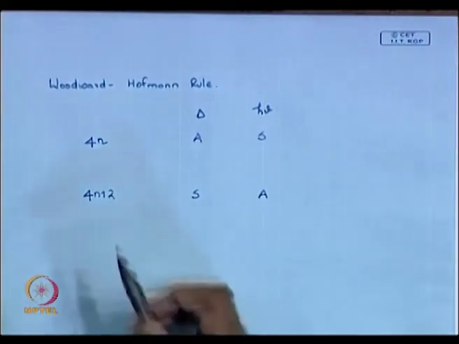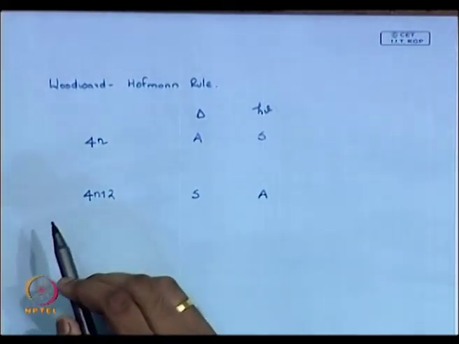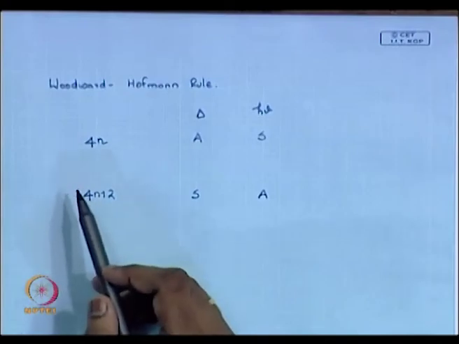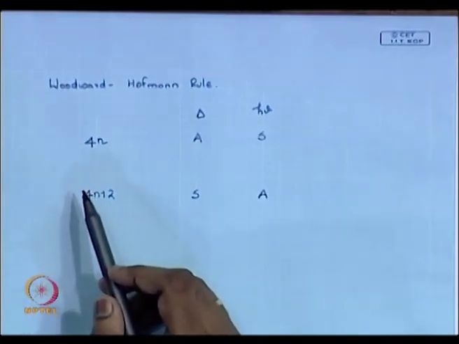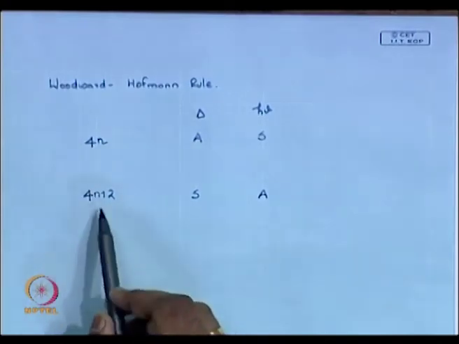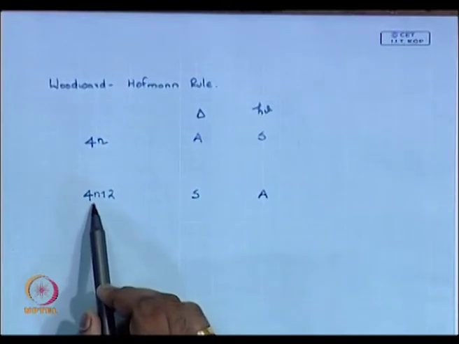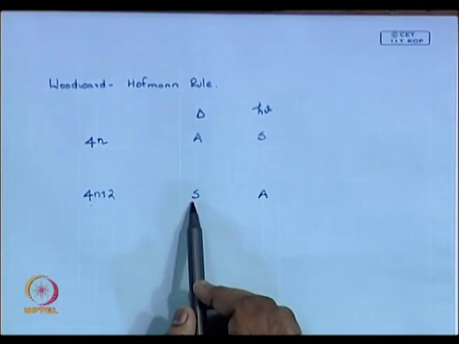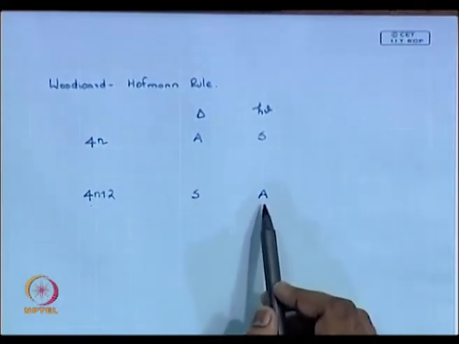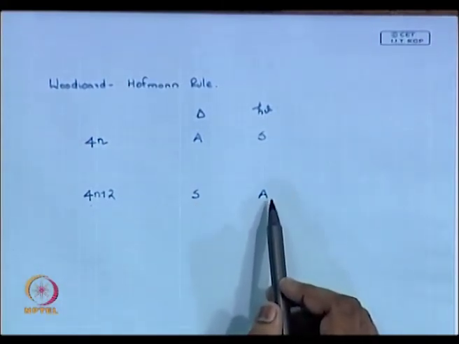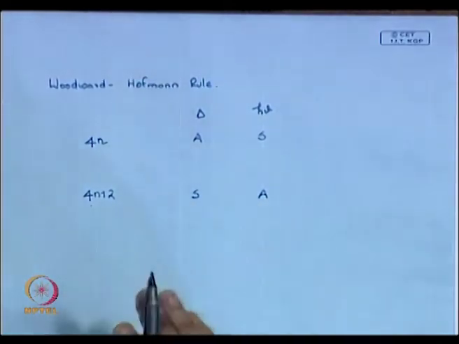Okay. That means what I say is that, what is your 1,5? 1,5 is a 6 electron system, right. So, a 6 electron system will fit in this rule, 4n plus 2. Yeah, then it is suprafacial on heating. When it is light, it will be antarafacial. Okay. So, like that you can fit your rules.